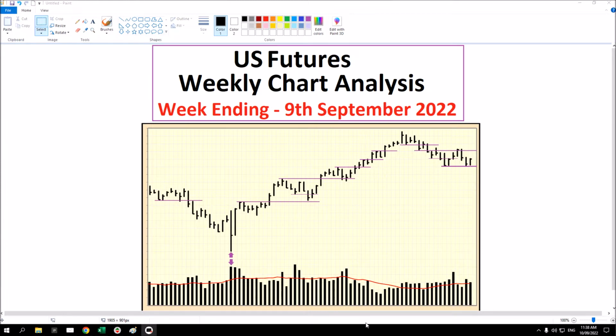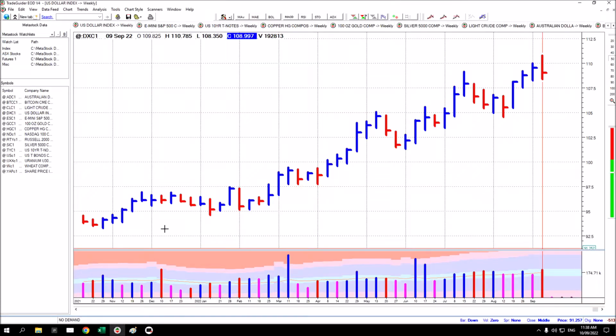This is the US Futures Weekly Chart Analysis for the week ending 9th of September 2022. The first chart today is the US Dollar Index Futures.